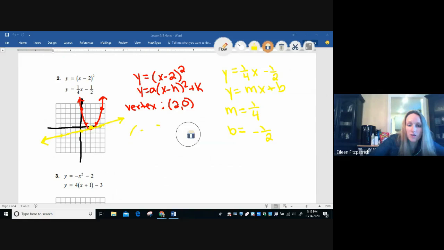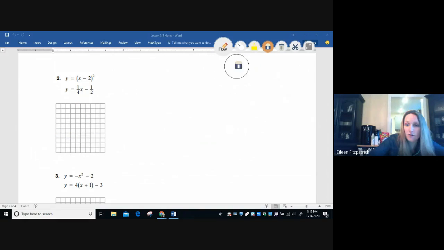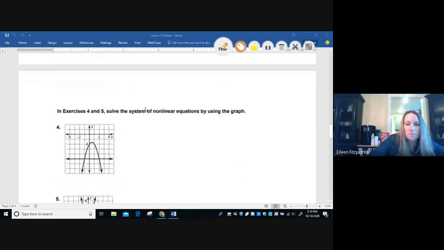But hopefully you're doing it by hand and you could see what I couldn't see at first. Okay. All right. So that was number 2. Let's jump to number 4. So number 4 says, solve the system of nonlinear equations by using the graph.